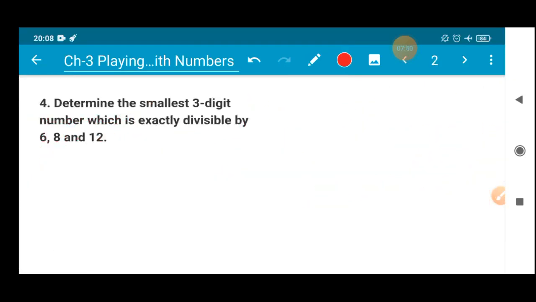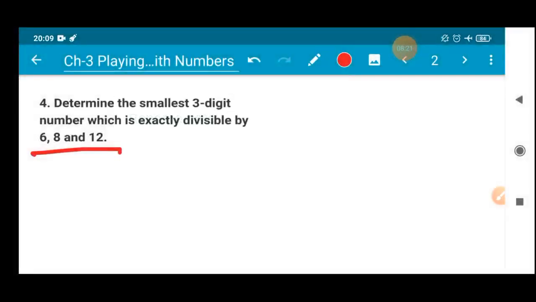Let's now solve question number 4. Determine the smallest 3-digit number which is exactly divisible by 6, 8 and 12. So you can see here the term smallest is mentioned. Right, so we have to find the smallest, which itself indicates that we have to find the LCM, but the other important thing is the 3-digit number. Okay, not 2-digit number. We have to find the 3-digit number which will be exactly divisible by 6, 8 and 12.